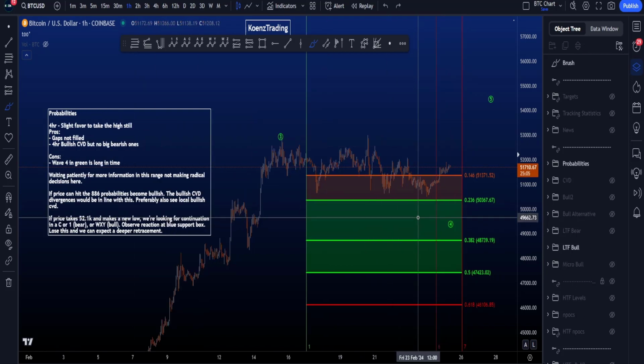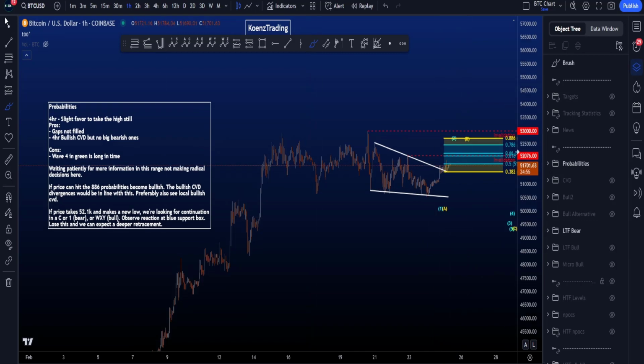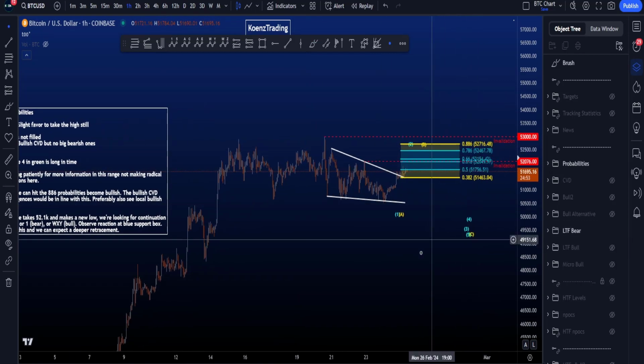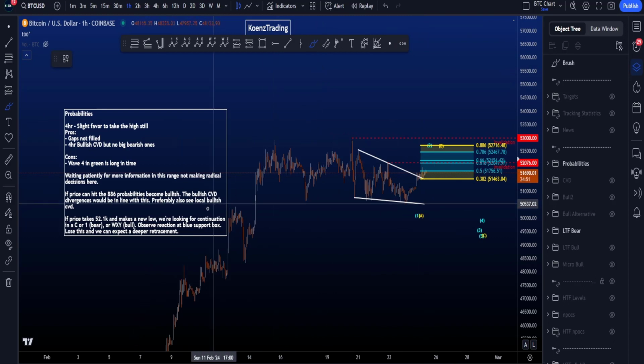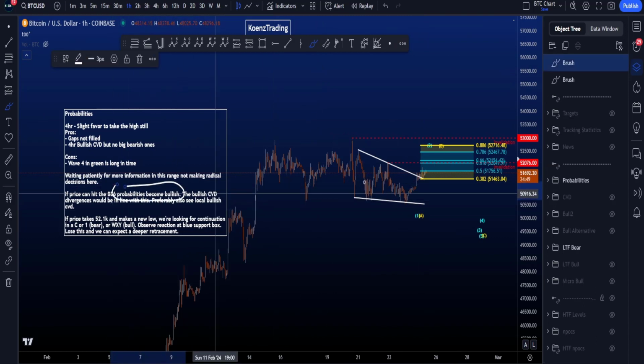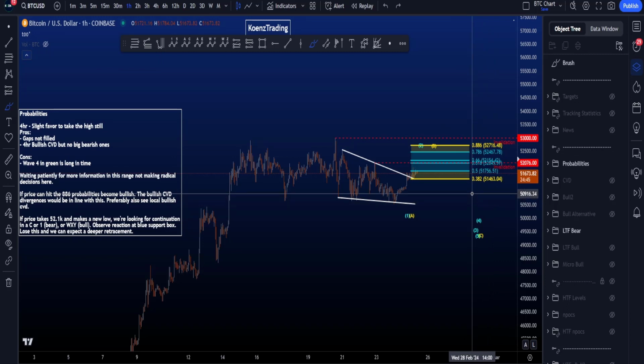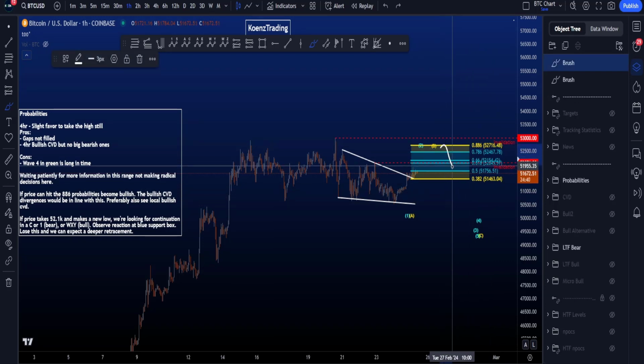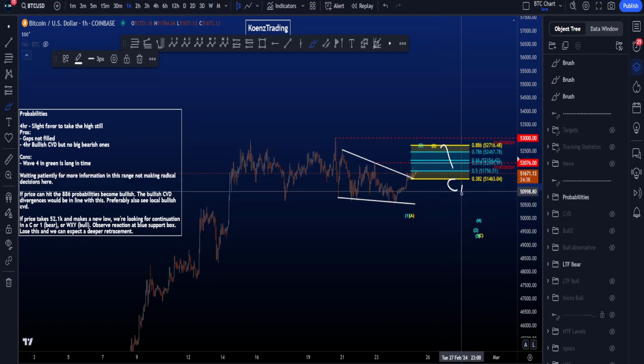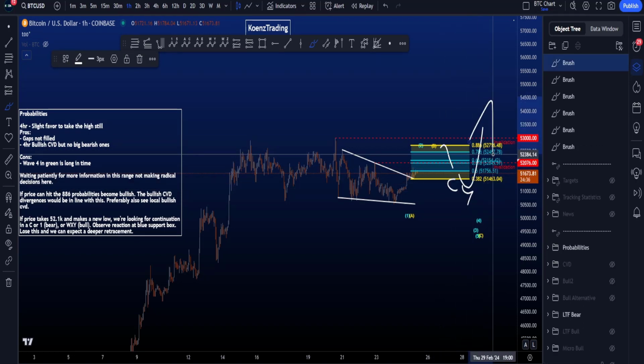I wait for price to show me what it wants to do, give me some proof, and then I can take some action. If price can hit the 886 Fibonacci, which is the Fibonacci over here in yellow, right, sitting at 52.7K, then the probabilities become bullish, because the moment an 886 is hit, it is a rare target for a wave 2, common target for a B, or a wave X, meaning any move to the downside has a higher probability of being a C or Y to then go back up at a later stage.